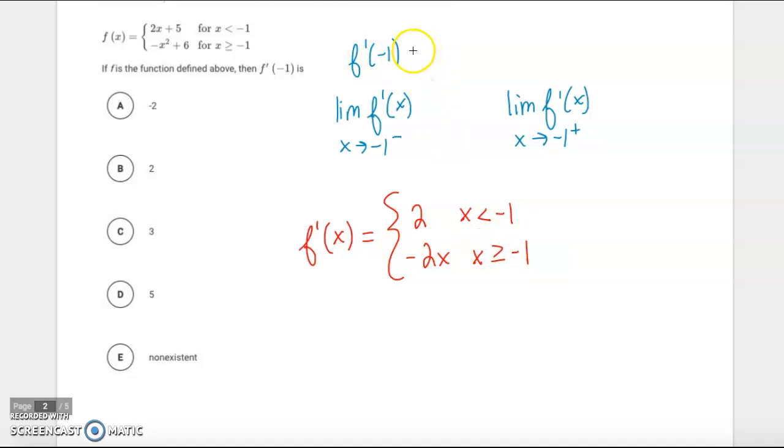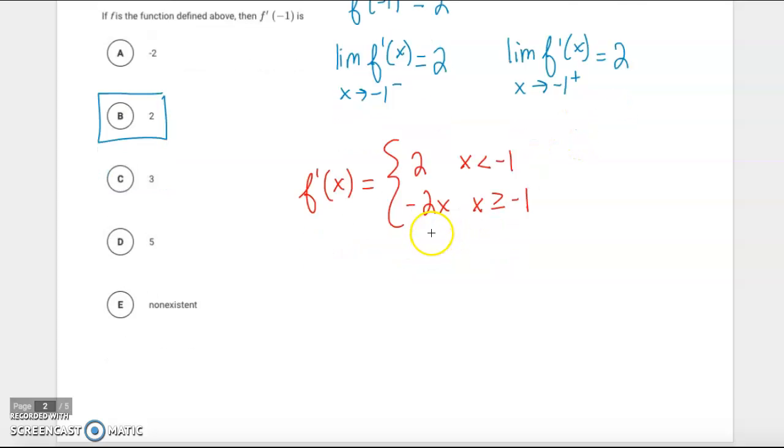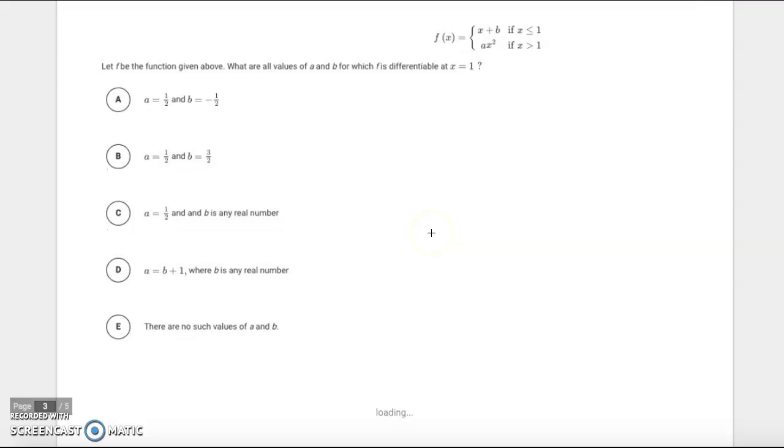So f prime of -1 would be if I actually plugged in -1. So I plug in -1, I get -2 times -1, so that gives me a +2. All right. My left-hand limit, if I plug -1 into the left-hand side, well, no matter what, I get out 2. And then if I do it from the right-hand side, oh, same thing, I get out 2. So 2 would be my derivative, because my actual derivative equals 2, and then my left-hand and right-hand limits of my derivative equal 2 as well. All right, let's try another example.